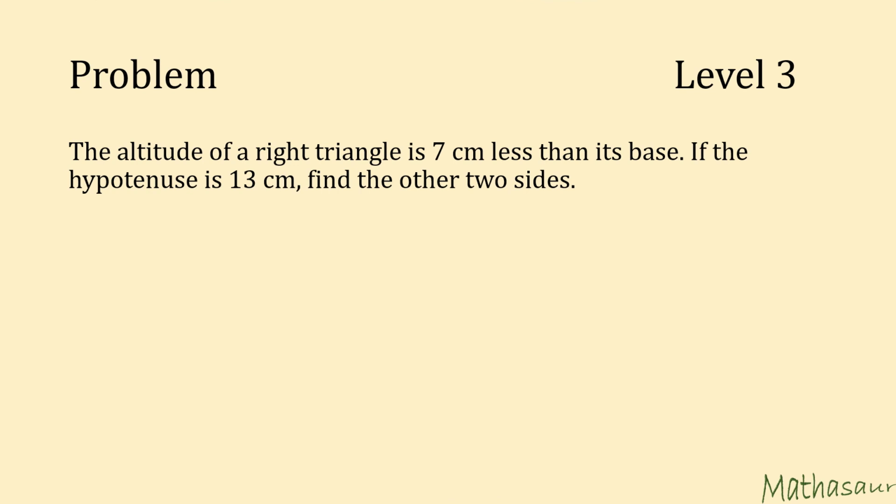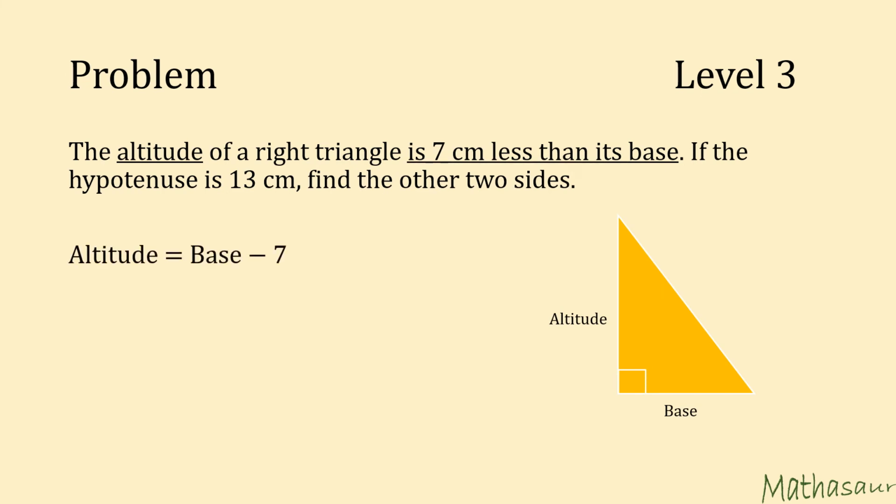Let us look at another problem. The altitude of a right triangle is 7 centimeters less than its base. If the hypotenuse is 13 centimeters, find the other two sides. So we are given a right triangle and we are given its altitude and base. Now altitude is given as base minus 7. We are also given the hypotenuse as 13 centimeters.